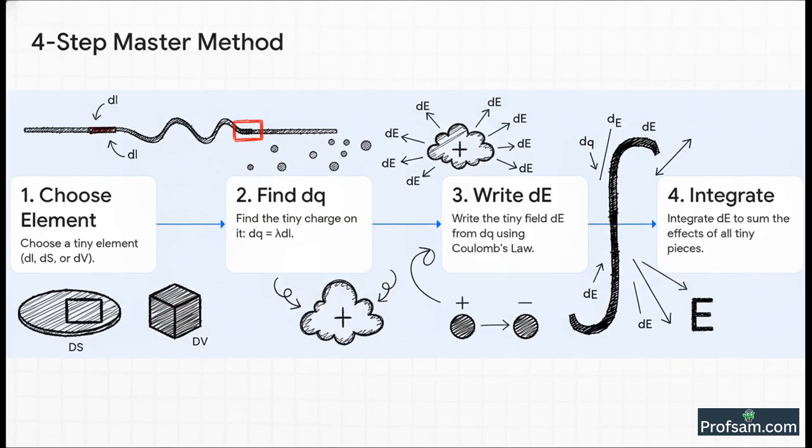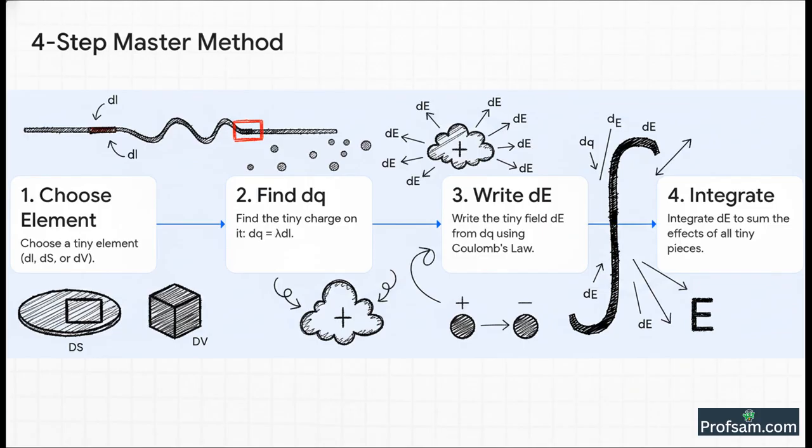Step 1. You look at your charged object, and you choose a tiny element on it, a small length dl, a small area ds, or a small volume dv. Step 2. You find the tiny charge dq on this tiny element using our density formulas. For example, for a line, dq will be lambda times dl. Step 3. Now this tiny charge dq is so small that we can treat it like a point charge.